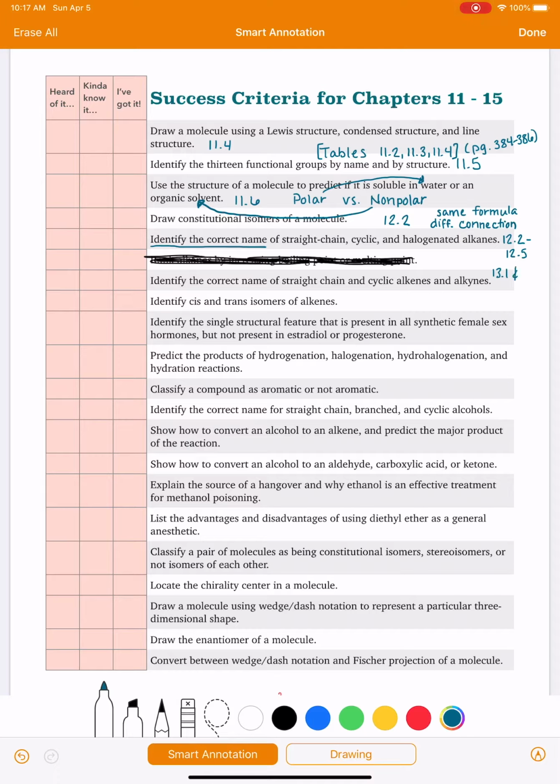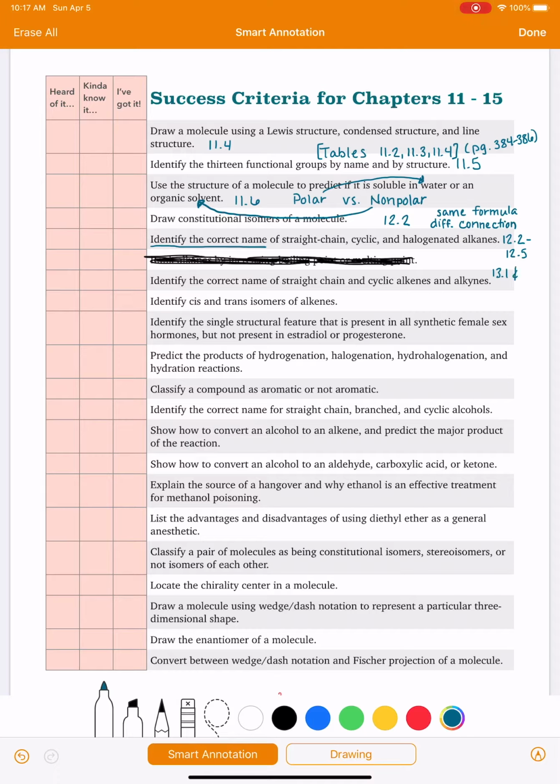Predict the products of hydrogenation, halogenation, hydrohalogenation, and hydration. For most 131 students, this is the hardest part of the material that we cover on this first test. This is in section 13.6, four different reactions. Just practice, practice, practice.